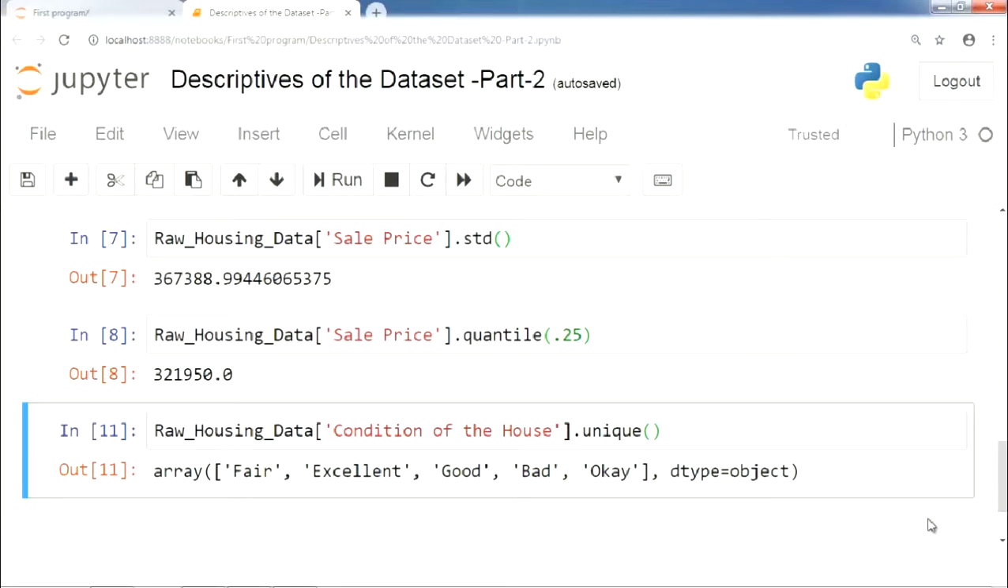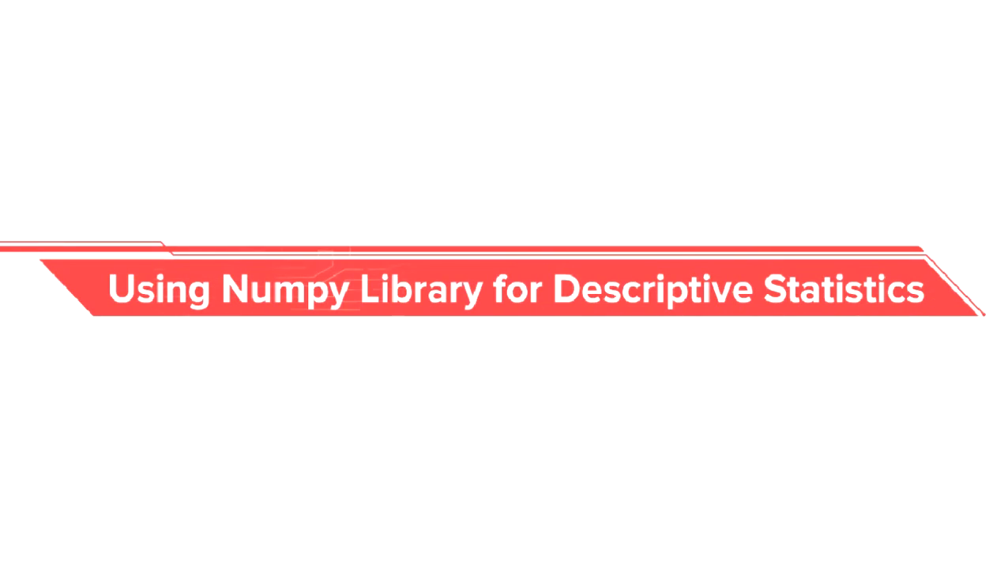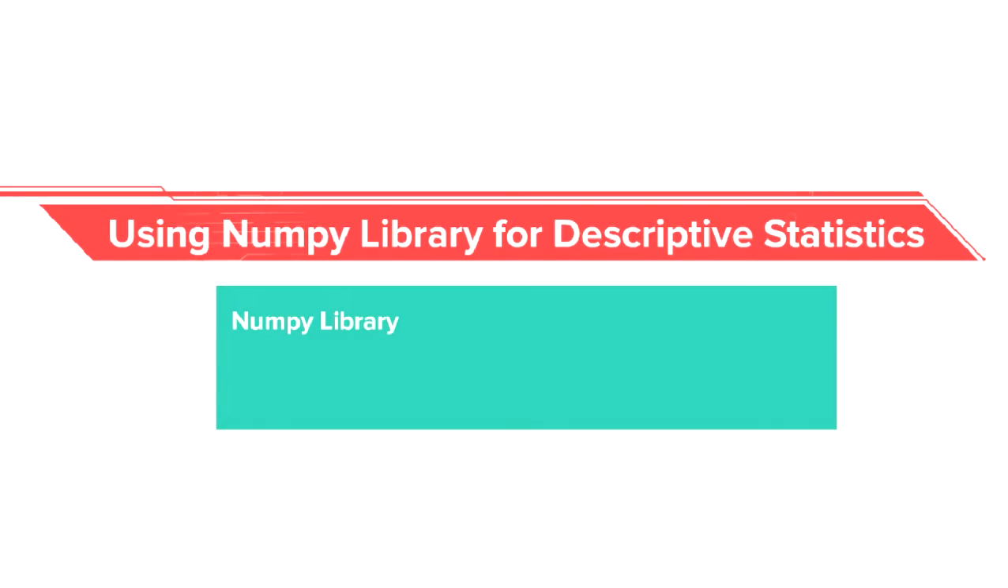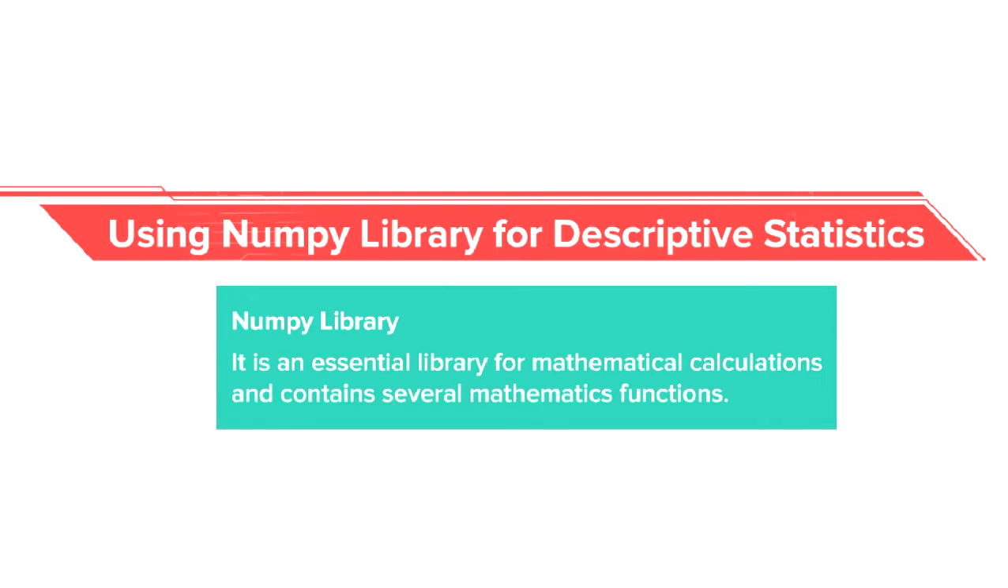So far, we have used inbuilt Python functions to calculate descriptive statistics. Now, we will understand how descriptive statistics can be found using Numpy library. In the previous tutorial, we had learned to install Numpy library. It is an essential library for mathematical calculations and contains several mathematical functions.